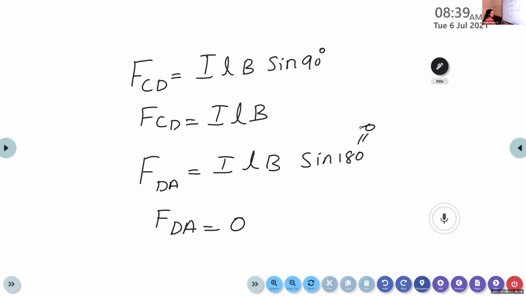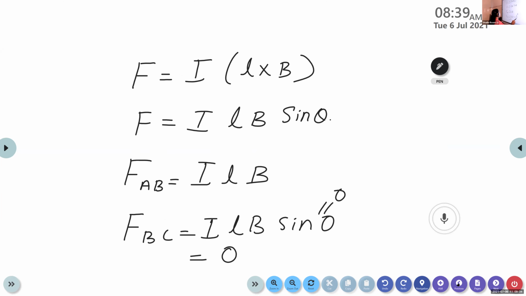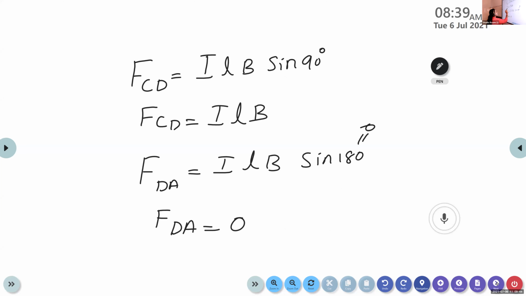Is it clear? Up to here we were deriving in the last class. We are finding the expression for the force acting on the four sides of a rectangular loop. Is it clear or not? Yes. Okay. So from this expression, we get FAB is equal to ILB, FBC is equal to 0, the force acting on the side CD is equal to ILB, and the force acting on the side DA is equal to 0.